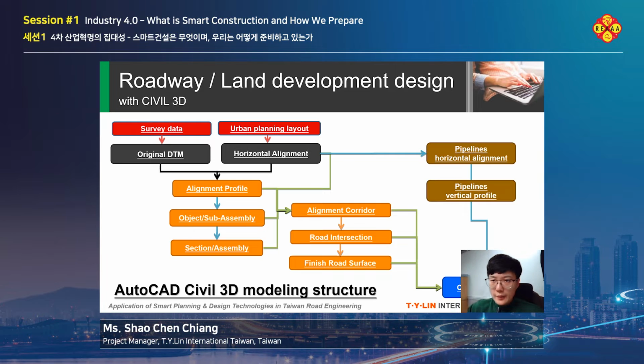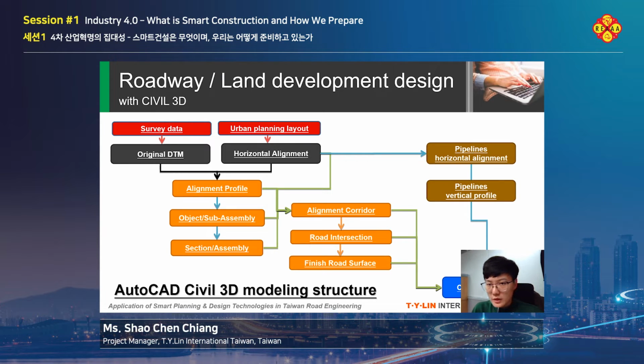The third topic I would like to share with you is how we do our roadway and land development design with Civil 3D software. Here is the modeling structure in Civil 3D. First, we will have our survey data, and then we will generate the original DTM. If it is a land development project, we will have the urban planning layout, and we can set out our horizontal alignment based on the planning layout.